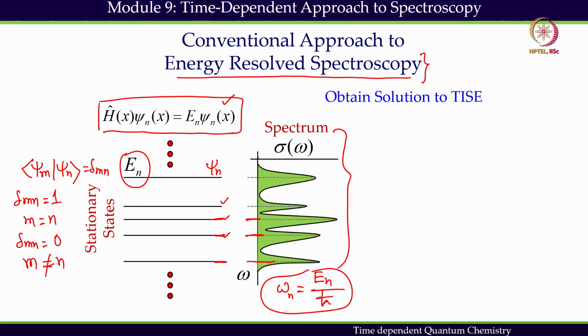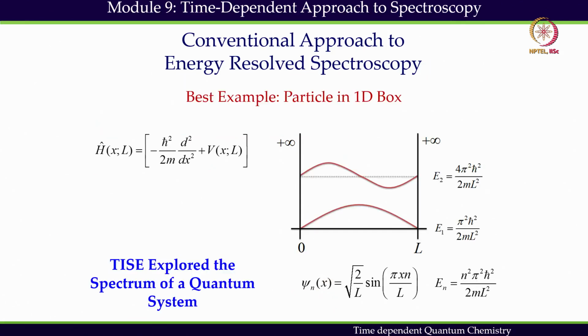So, the basic idea of energy resolved spectroscopy is that we need to know the energy states, and those energy states can be obtained from the time independent Schrodinger equation. That is something which we have understood from the very basic quantum chemistry class. This is just an example following the same conventional approach.